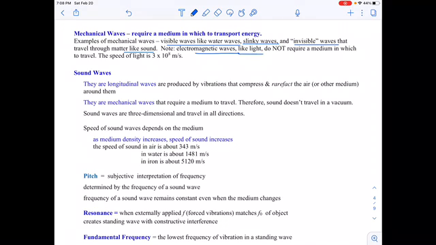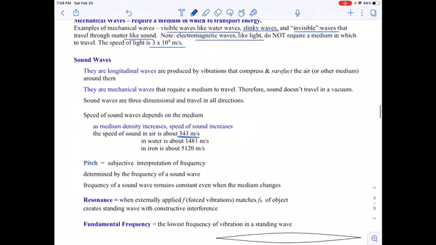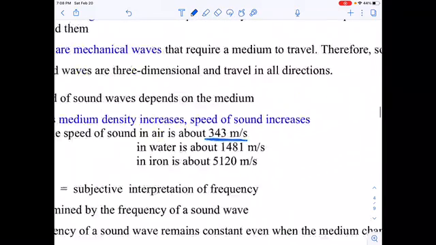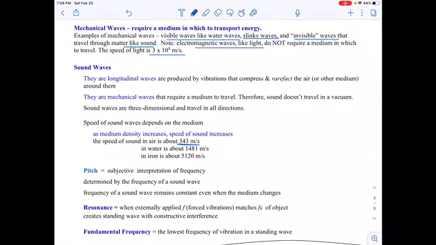Electromagnetic waves like light do not require a medium in which to travel. And one thing we want to make really clear here is that the speed of light is really fast, 3 times 10 to the 8th meters per second. And the speed of sound in air is much slower. It's only about 343 meters per second.